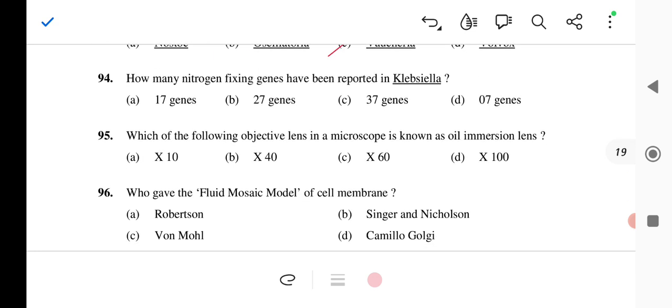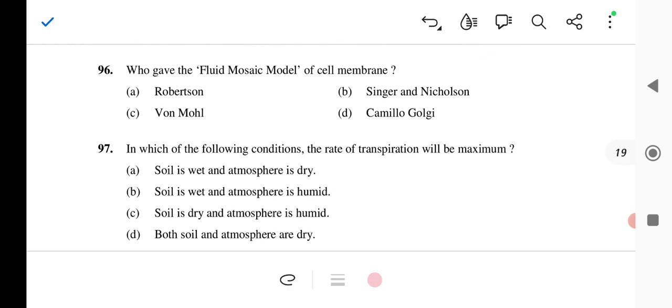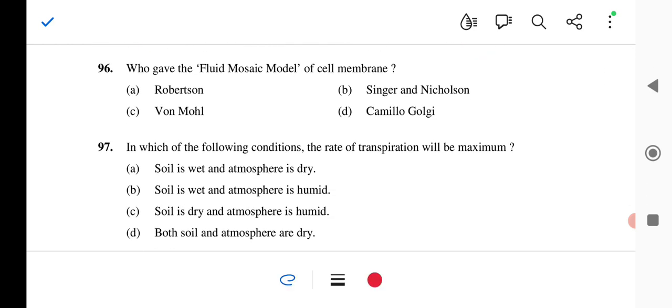Next is, how many nitrogen fixing genes have been reported in Klebsiella? It is 17 genes. Next is, which of the following objective lens in a microscope is known as oil immersion lens? So oil immersion lens is 100x. Who gave the term fluid mosaic model of cell membrane? It is Singer and Nicolson. A very important and common question.